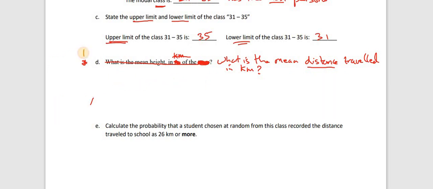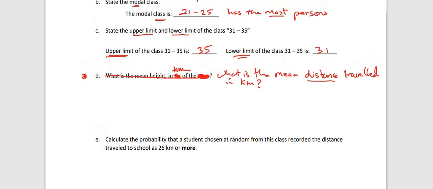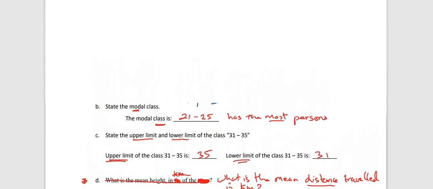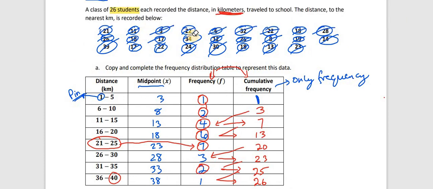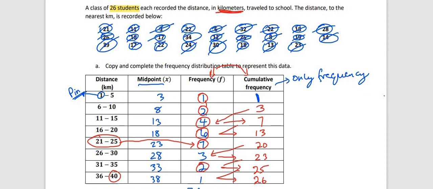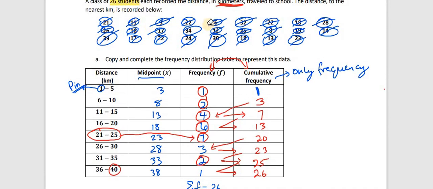Okay? But it would be very tiring for us to basically add up all these 26 numbers and divide by 26. That's a lot of work. Right? So what we'll do, imagine you have 100 values. You'd have to add up all the 100 values and divide by 100. It's a lot of work.